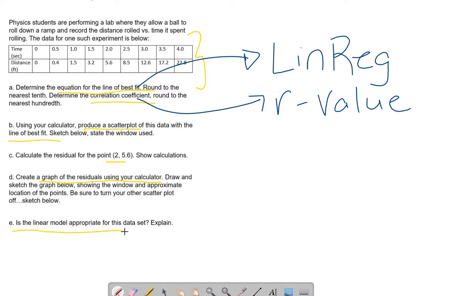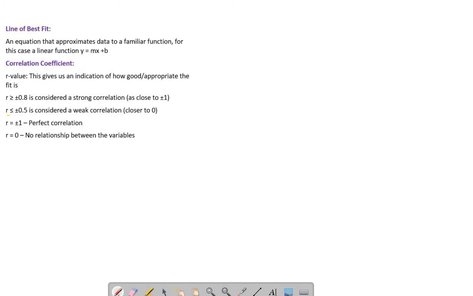All right, so let's get started. First, let's talk about linear regression. A line of best fit is simply when you take a bunch of data and approximate it to a familiar function. In this case, the familiar function is y = mx + b. If you're in Algebra 1, you've been using linear equations all year, so you're very comfortable with them. We're gonna take this data, put it into our TI, and do a linear regression function, which basically says, take this data and find the closest equation of a line that best fits it.